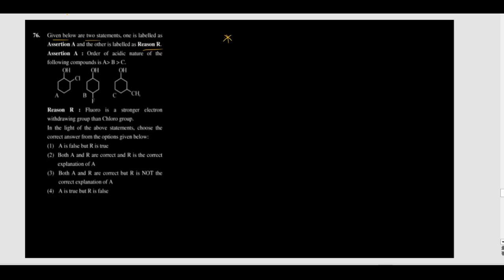So whenever they ask about acidic nature, you should remember this. Acidity is proportional to electron withdrawing groups. If electron withdrawing groups increase, then acidity also increases. And it's proportional to the stability of its conjugate base. So just try to write its conjugate base whenever they ask about acidity, right?